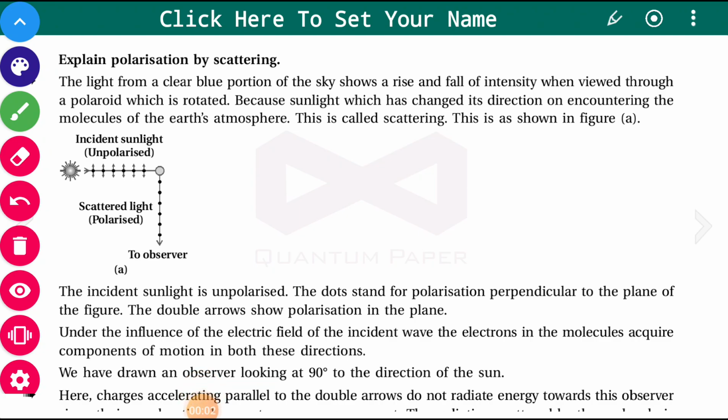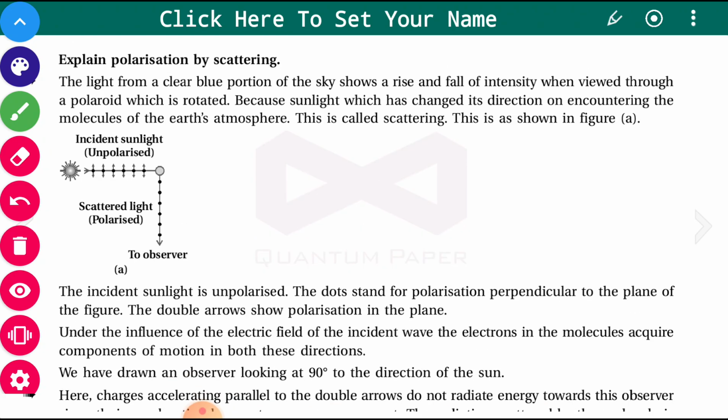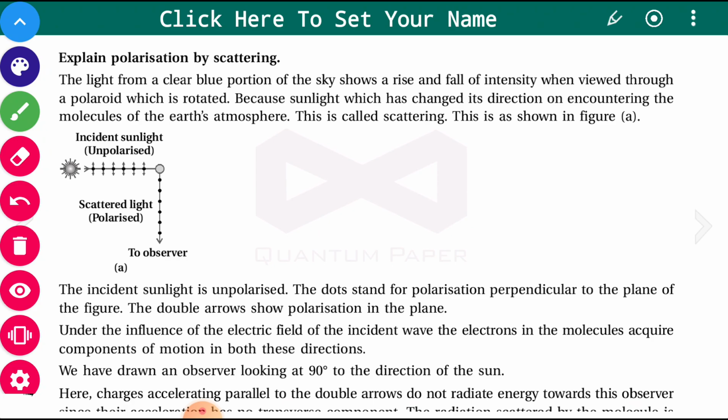Today we shall discuss the polarization by scattering. The light from a clear blue portion of the sky shows a rise and fall in intensity when viewed through a Polaroid which is rotated. Whenever the Polaroid is rotated, the intensity is sometimes increasing, sometimes decreasing, because sunlight has changed its direction on encountering the molecules of the Earth's atmosphere. This is called scattering. This is as shown in this figure.